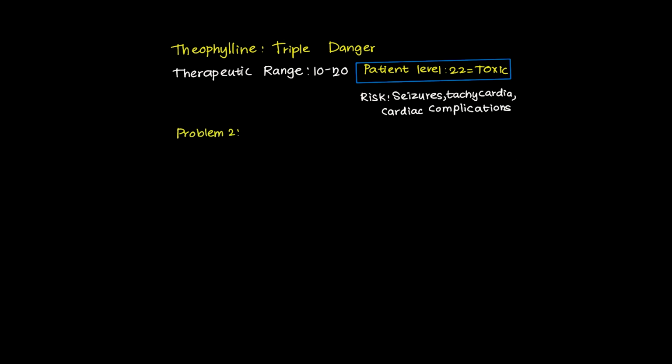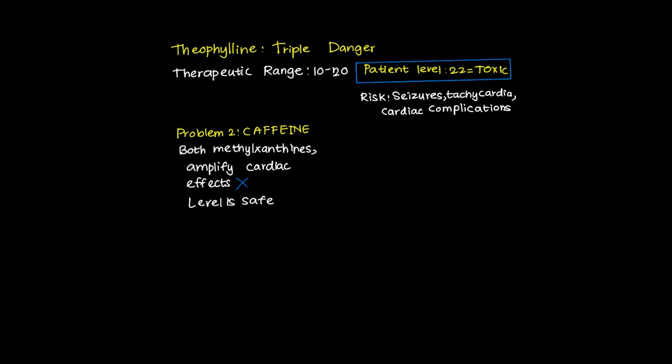Problem 2, caffeine. Theophylline and caffeine are both methylxanthines. They amplify each other's stimulatory effects on the heart. Heavy coffee intake on top of an already toxic theophylline level is pouring gasoline on a fire. Problem 3, atenolol is a beta blocker, and beta blockers are contraindicated with theophylline because they create dangerous pharmacological conflicts.